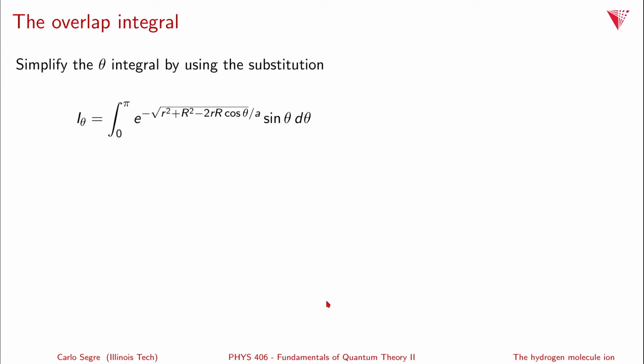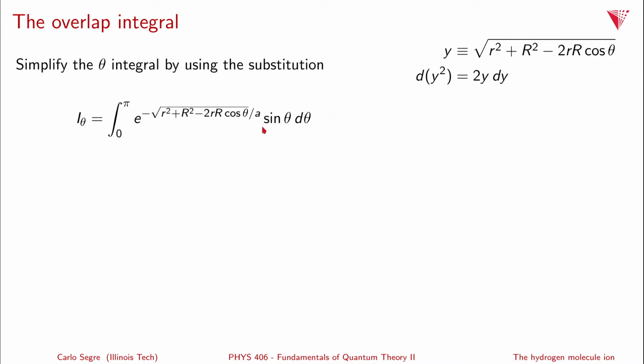So the theta integral is just the integral from 0 to pi of e to the minus square root of r squared plus capital R squared minus 2r capital R cosine theta over a times the sine theta d theta. We can make this a lot simpler by doing a simple substitution. We'll take everything under the square root and call it y. If we square that and take the full derivative of y squared, we get 2y dy.